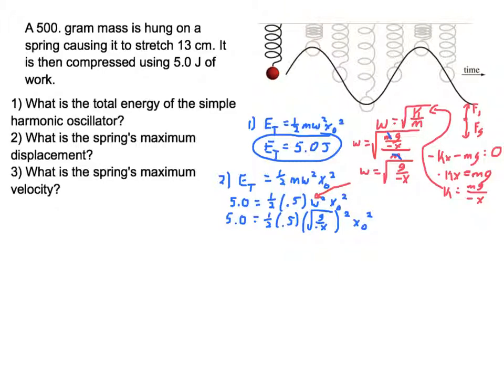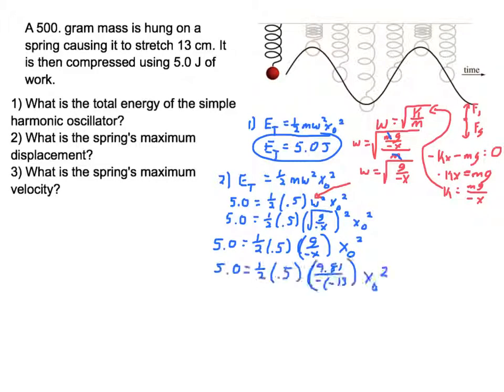If that really messes you up, I'd recommend going ahead and getting a number for omega and substituting the number in instead of leaving it as variables. But in this case, I'm going to leave it as variables. Squaring my square root makes those go away. So now I've substituted in all of my numbers here.